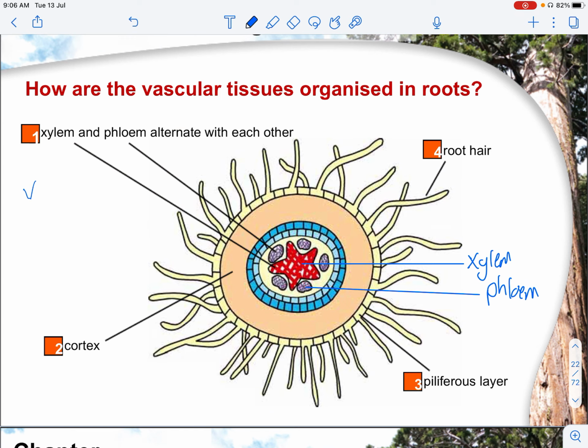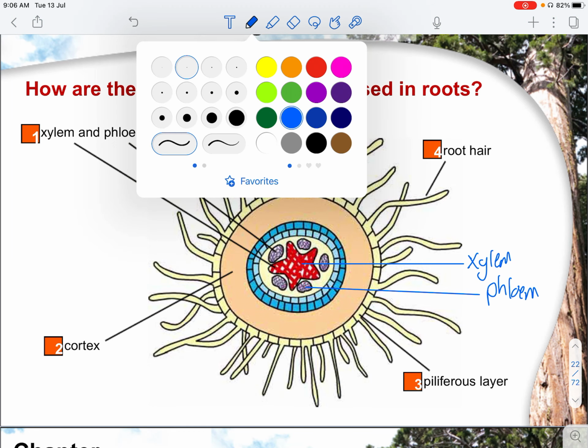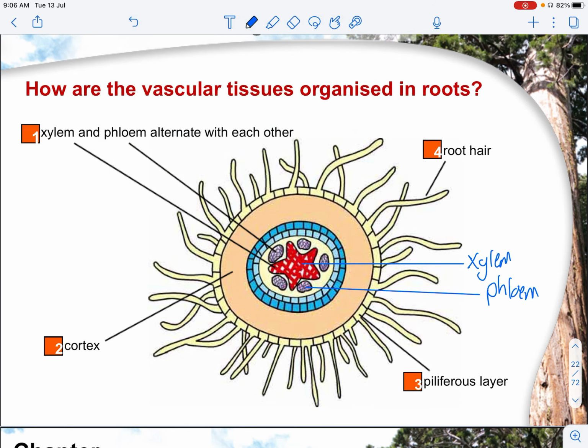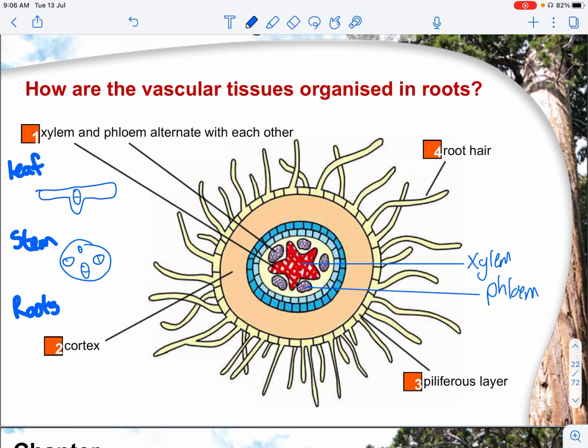So in a nutshell, you have to know the positioning of the xylem and the phloem in three main areas: the leaf, the stem, and the roots. So the leaf, the stem, and of course the roots, which is something like this. But of course I didn't draw the external elongated part of the root hair cells.